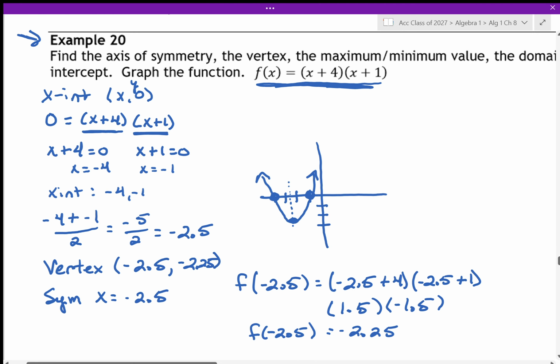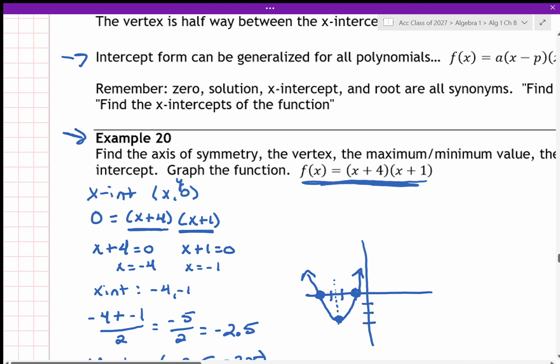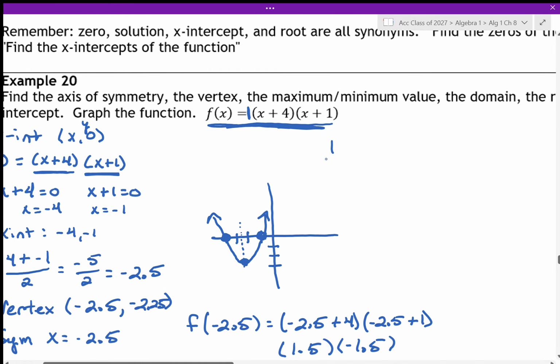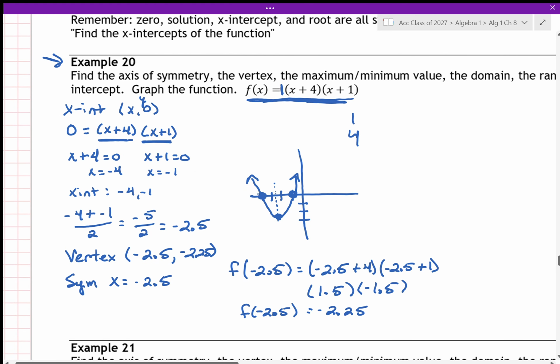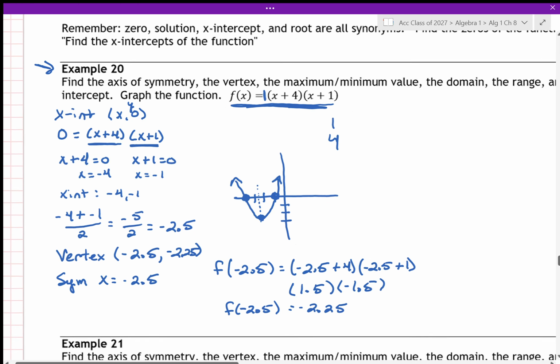A good thing to mention about these is whenever we're doing intercept form, I am happy with us just doing 3 points on our graph. 2 x-intercepts, and then 1 vertex. Okay. Now, our a value here is 1, and you could use the 1 and 4 like we had done previously if you wanted to. That is also just a good way to do it, but I'm happy with doing the 2 x-intercepts and our vertex.